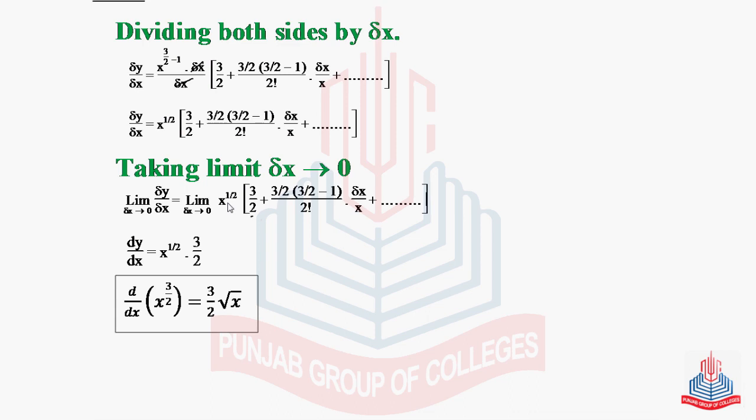y was actually x raised to the power 3 by 2, and 3 by 2 into x raised to the power 1 by 2 can be written as square root x, because a function containing a power 1 by 2 can be written as a square root. So we have 3 by 2 into square root x.